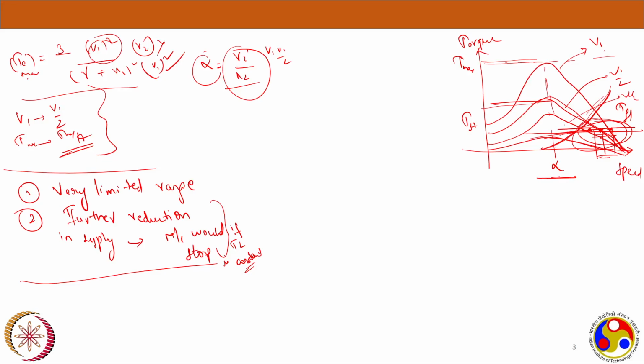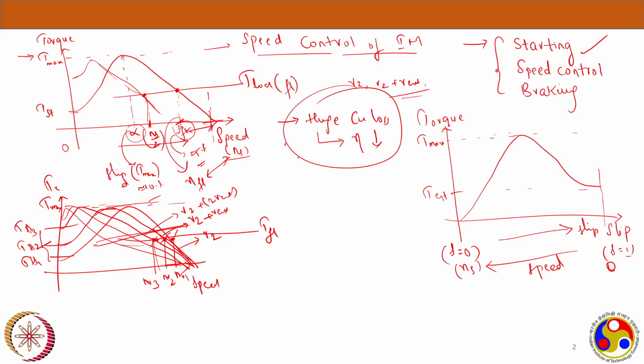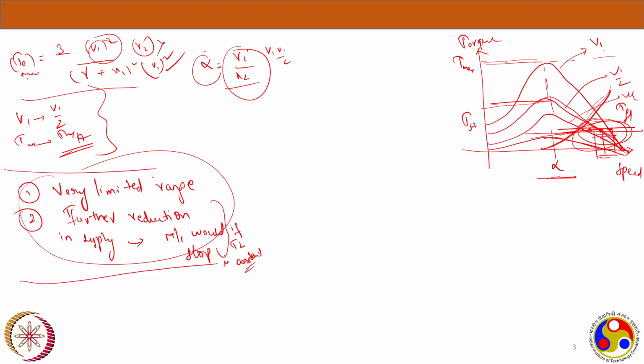Let's discuss what the solution for it is. With resistance control, we have seen the disadvantage: huge copper losses and efficiency goes down. And with voltage controlled speed control, even though we get a limited range of control, it's not at all suggestible because it might not even make the machine move. So these are the earlier methods we have discussed.